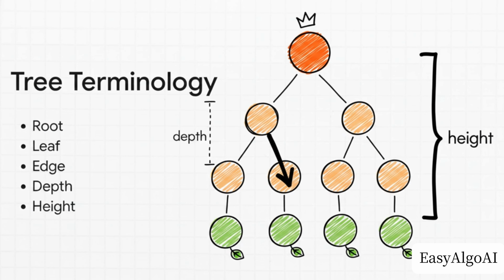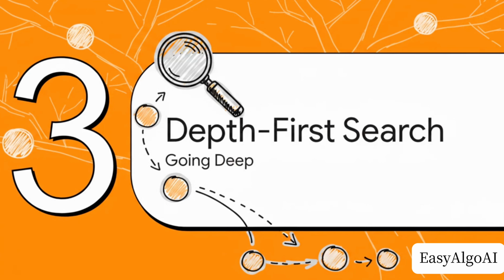The root is the absolute topmost node, literally the only guy without a parent. The leaves are the bottom nodes with 0 children. They're the end of the line. Edges are just the connections pointing from a parent to a child. And this is absolutely crucial for the search algorithms we're about to look at. Depth is the number of edges from the root down to a specific node, while height measures the longest possible path from the root all the way down to a leaf. Which brings us right to section 3, going deep with depth-first search.